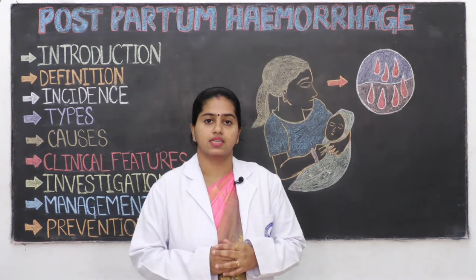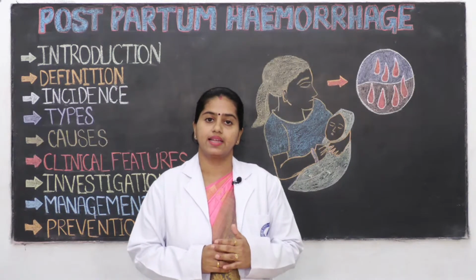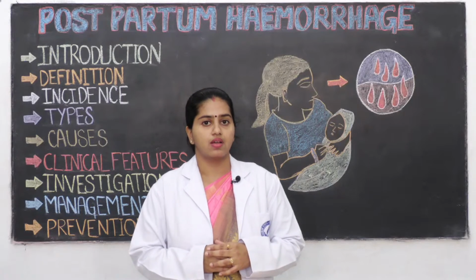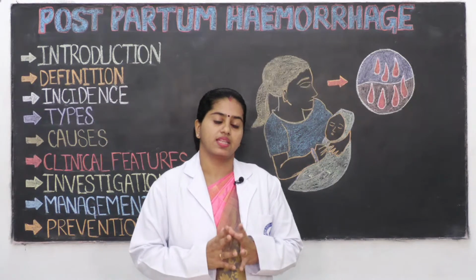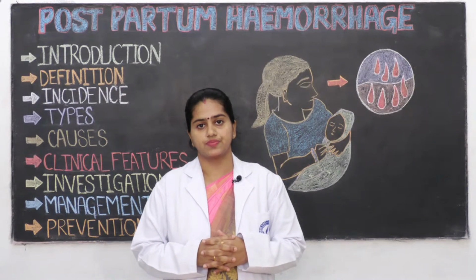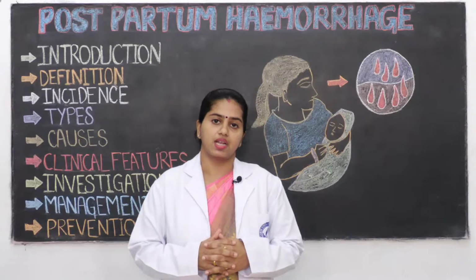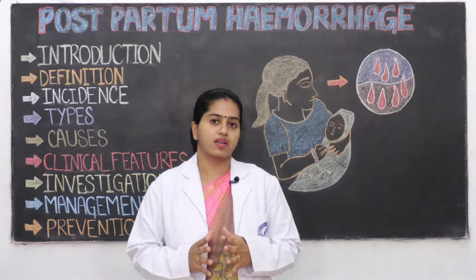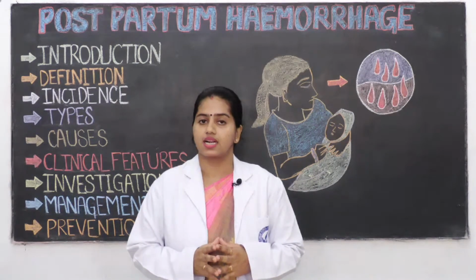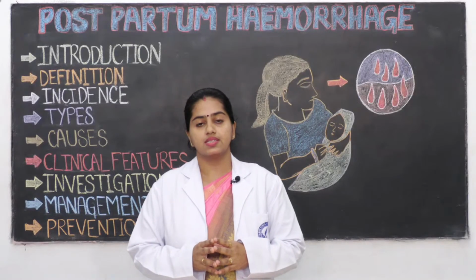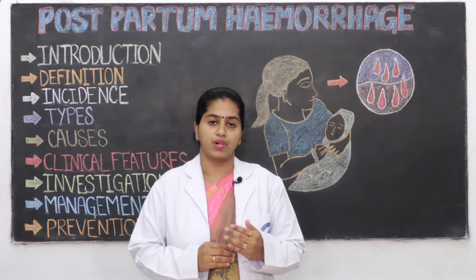Or simply we can tell: in a vaginal delivery, if the blood loss is more than 500 ml, or in a cesarean delivery, if the blood loss is more than 1000 ml, or in a cesarean hysterectomy, if the blood loss is more than 1500 to 2000 ml, then we can tell it as a postpartum hemorrhage. The average blood loss during a normal vaginal delivery is 250 to 300 ml, so maximum 500 ml. If the blood loss is more than 500 ml in a normal vaginal delivery, then we can tell the condition as postpartum hemorrhage. So in this condition we have to seriously take action in order to save the mother.